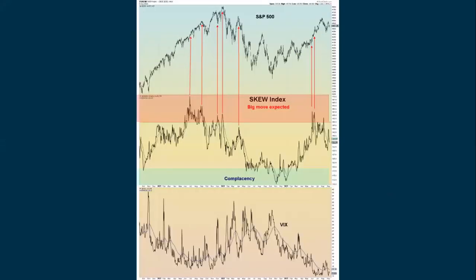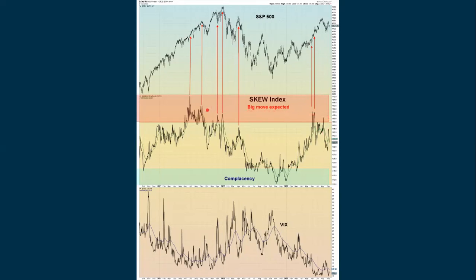Then we also look at something similar to the VIX called the skew index. The VIX looks at whatever the current at the money options are. The skew index looks at out of the money options, both above and below, and tries to come up with this concept of, okay, is the market going to move? We don't necessarily know in what direction, but when we see this really getting up into the red area, the market is expecting some kind of a big move.